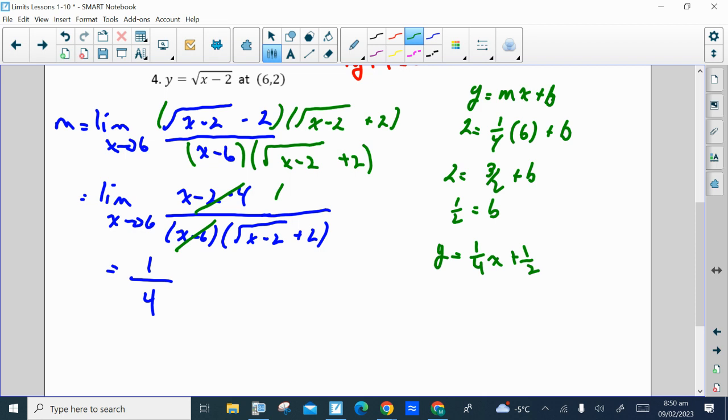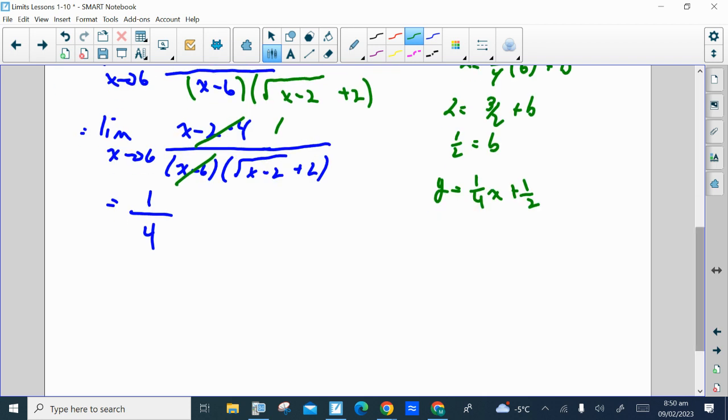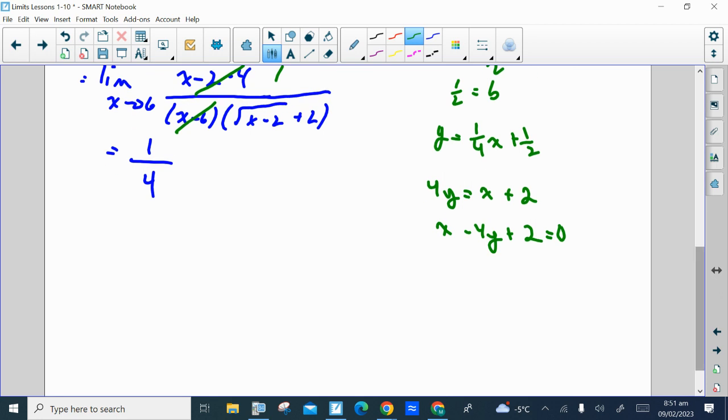In general form, again, we need to get rid of the denominators. So we'd multiply all three terms by the common denominator, which would be 4. And then bring the 4y over. And there's the equation in general form. Okay?